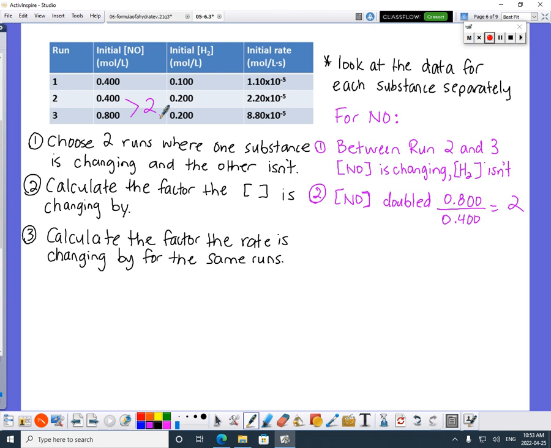Okay, so now we need to do the same thing with the rate. I did warn you about this. There is a significant amount of scientific notation. Okay, so try to get used to doing scientific notation in your calculator. So we have to do the same runs, 2 and 3. You can do the same thing.